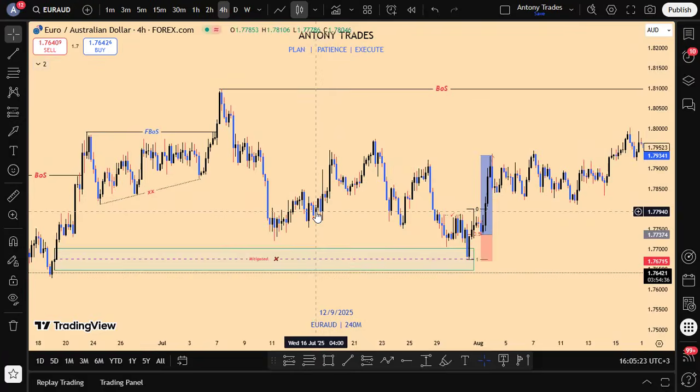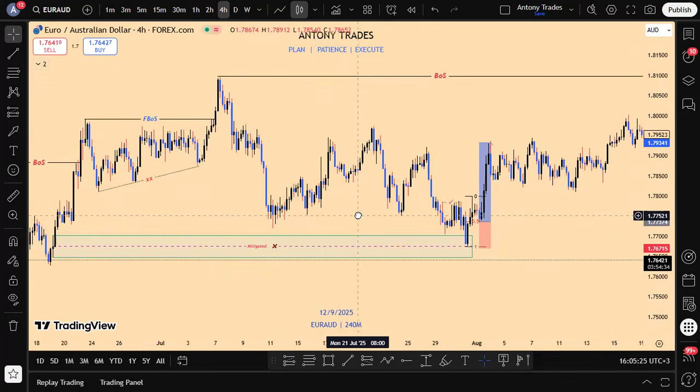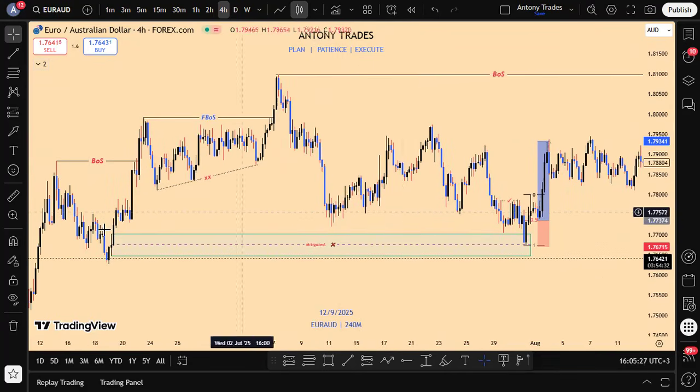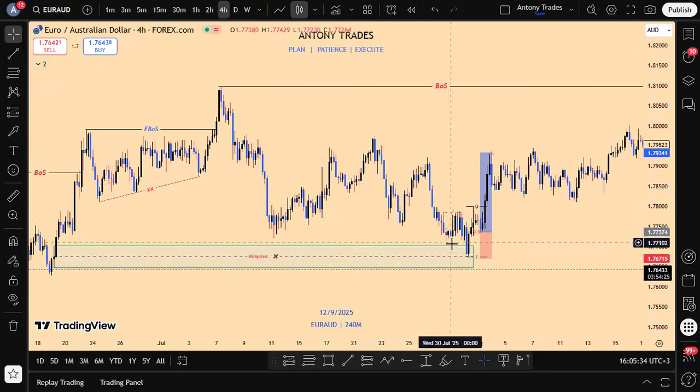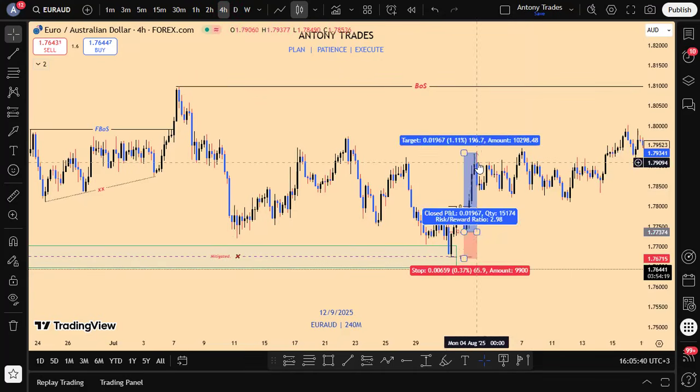Sometimes I do wait for the confirmation, because sometimes I might have a point of interest which is not at the extreme. So maybe if my stop loss is so big, I have to wait for the confirmation for me to get higher risk to reward.